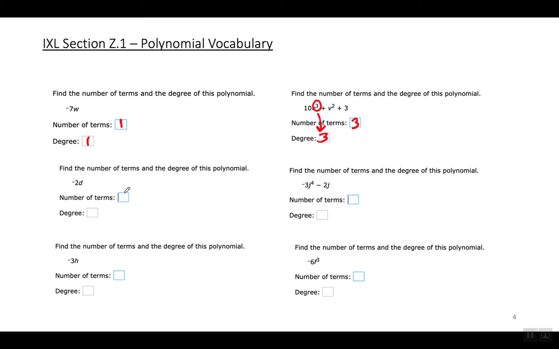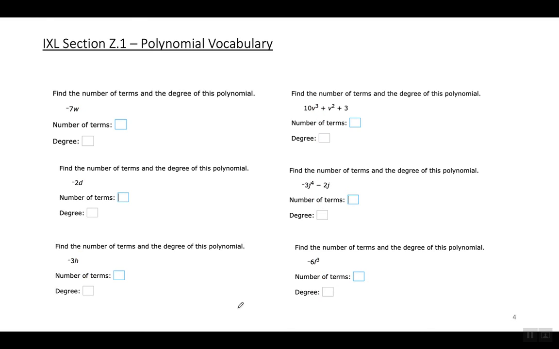On this one, the number of terms is 1, and the degree is 1 because there's an invisible 1 right here. On this one, the number of terms is 2, and the degree is 4 because 4 is the largest exponent right there. On this one, the number of terms is 1, and the degree is 1 because there's an invisible 1 right here. And on this one, the number of terms is 1, and the degree is 3 because that's the exponent on that monomial.